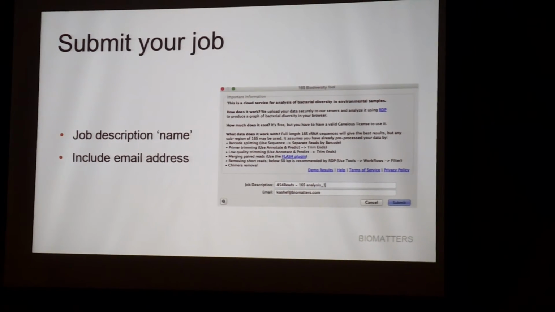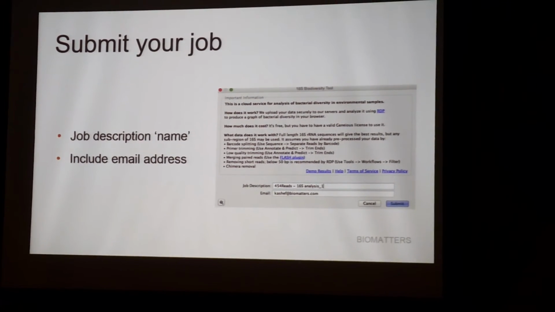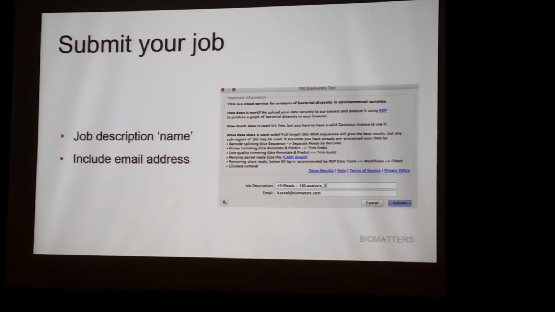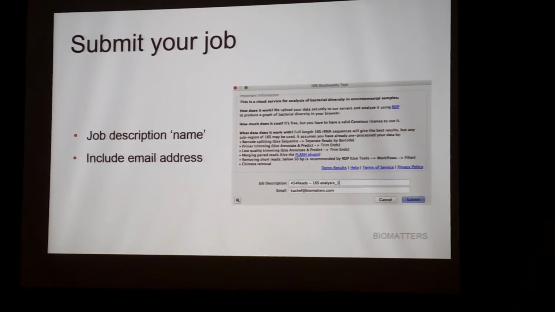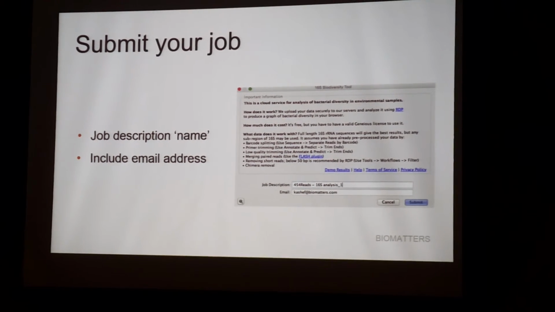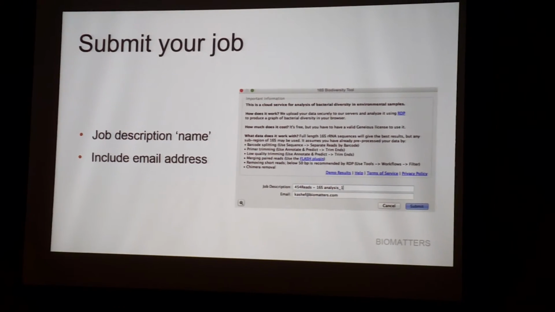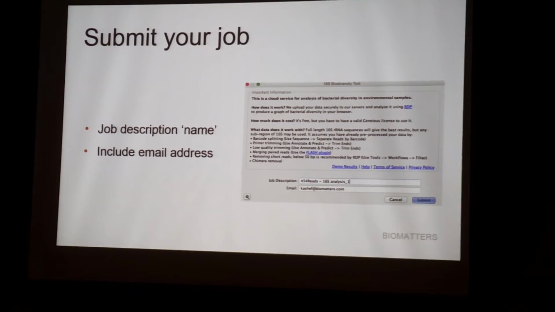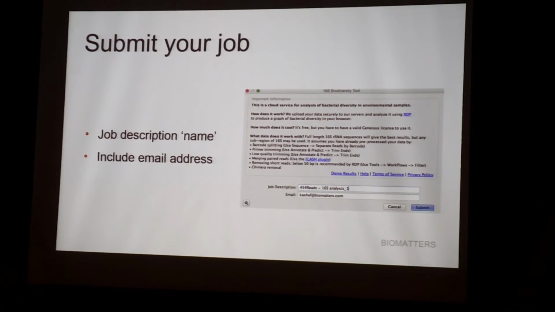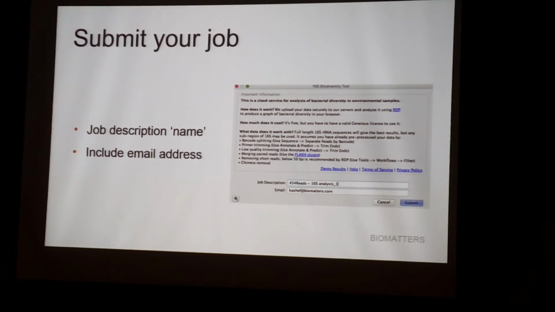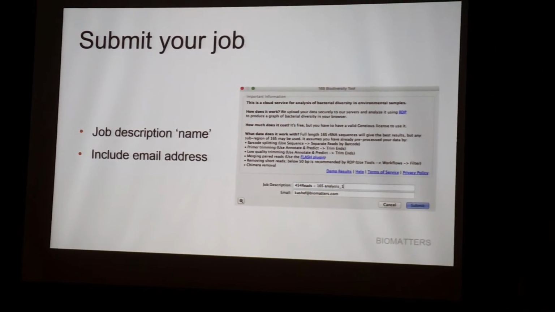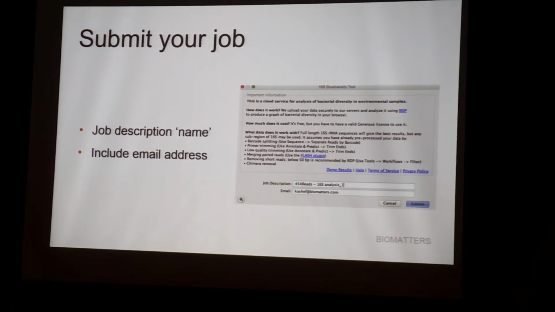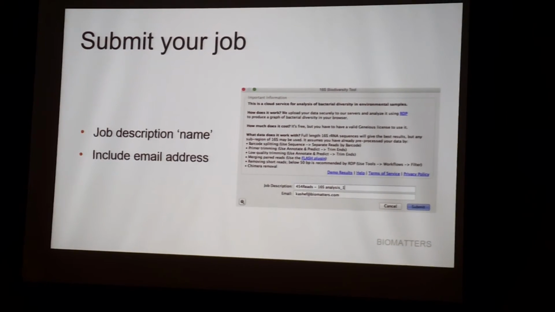The first step is to submit your job to RDP. This is completely transparent: you just enter a name, highlighted here on the screen to the right, which is the job description, the title of your project, and then simply enter your email address. This is uploaded to a very secure web server in which your data are processed, and I'll show you in the next slide what the end results are.